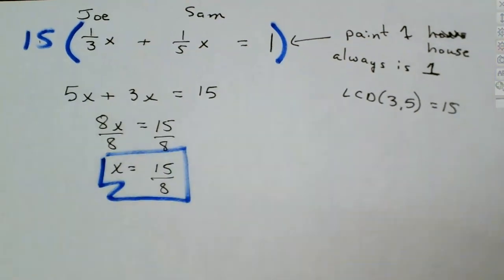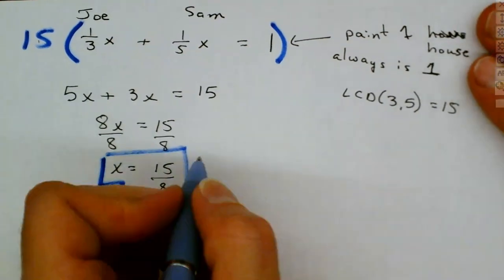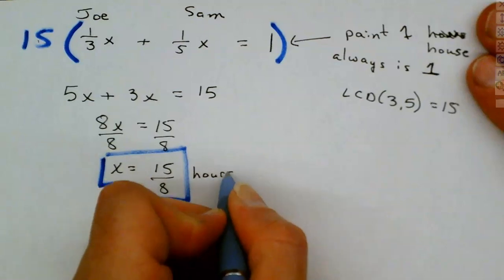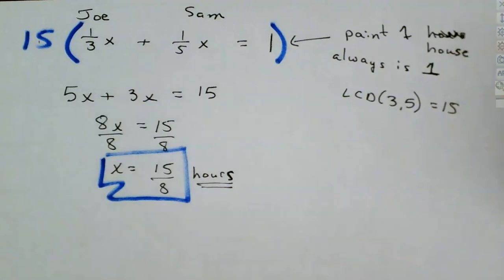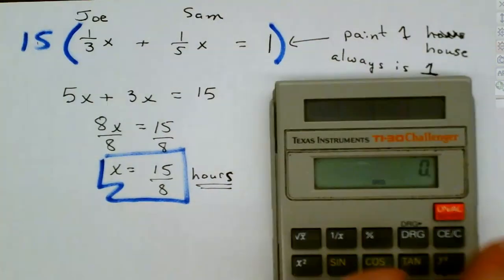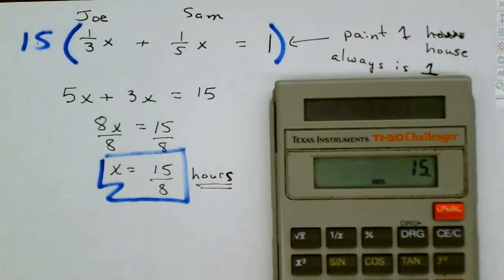And that's going to be your answer, and that's going to be in terms of hours. And you could break that down into minutes if you wanted to. You don't really need to. Let's see if it makes sense. Why does this make sense? Okay, what is 15 divided by 8 in our calculator? That's 1.875, right? Now, what do we know about our answer?